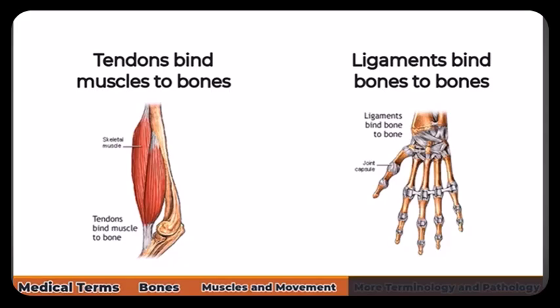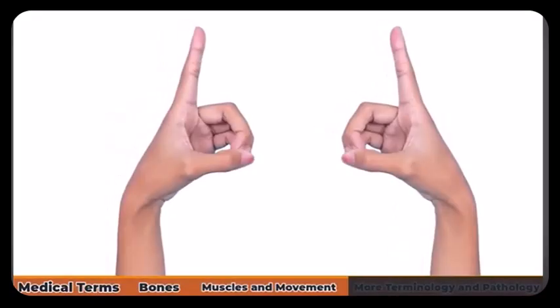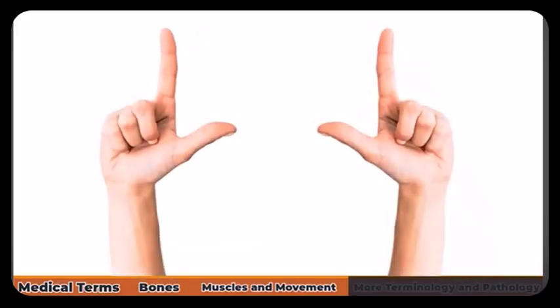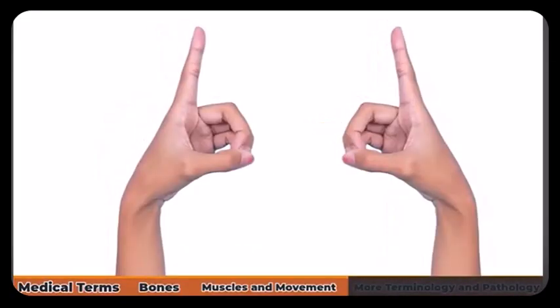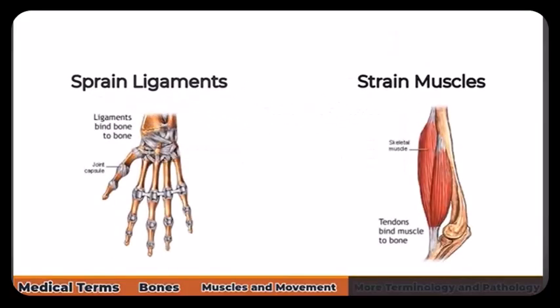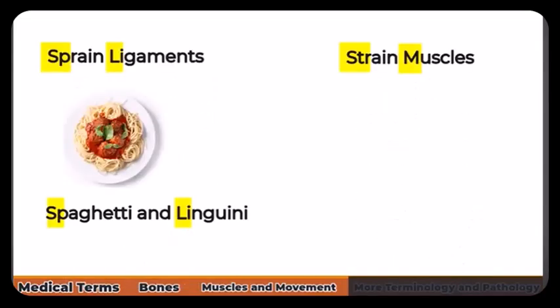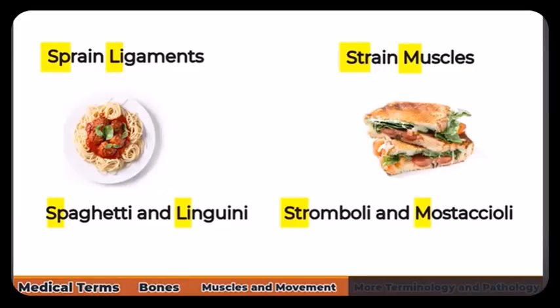Here's a mnemonic to help you remember. Use your fingers to make two L's facing each other. Quickly turn the L's into B's that are facing each other. Now you can see that ligaments bind bones to bones. Another thing to remember, you sprain ligaments, but you strain muscles. To remember, I connect the first few letters to my favourite Italian dishes: spaghetti and linguine versus stromboli and mustaccioli. It's silly, I know, but trust me, it works.